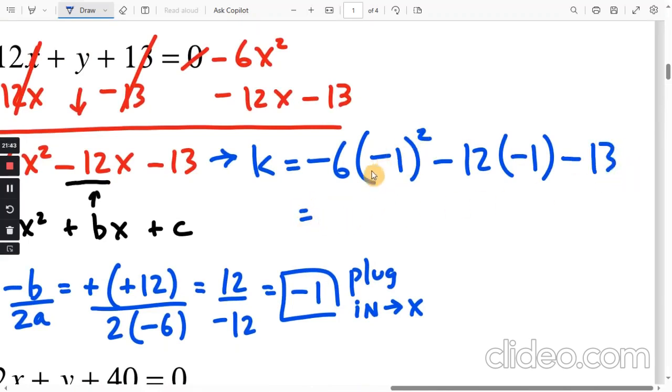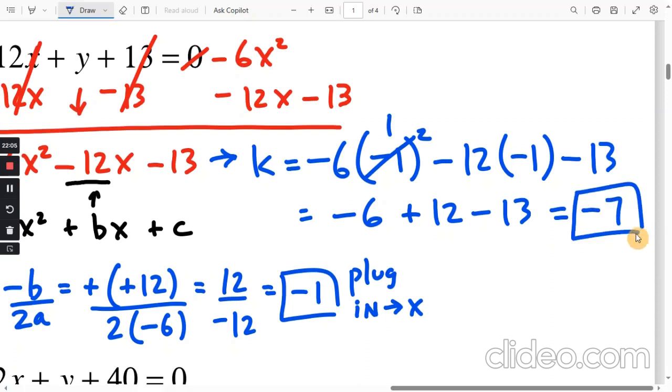Negative 1 squared is going to be positive 1. And negative 6 times positive 1 is negative 6. Negative 12 times negative 1 is positive 12. And that's minus 13. And then finally, this is negative 1 minus 6. That's going to be negative 7. All right, so this right here was the value for h. This right here is the value for k.